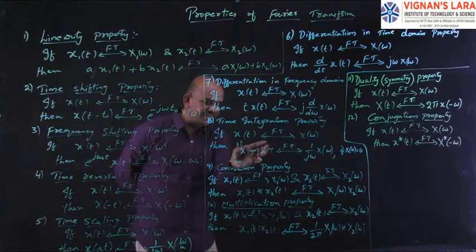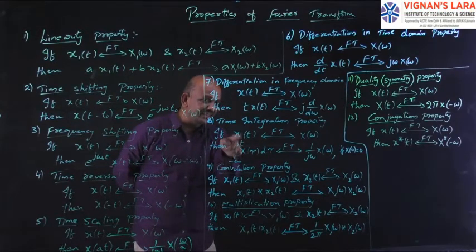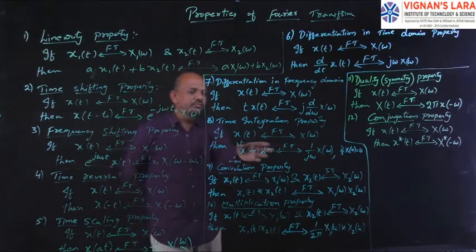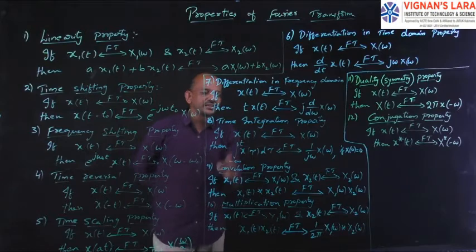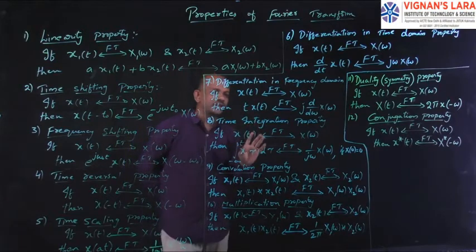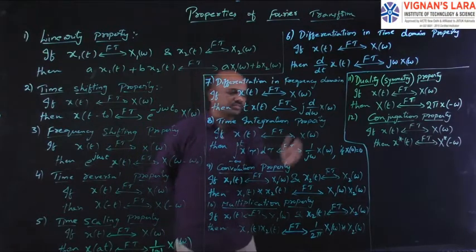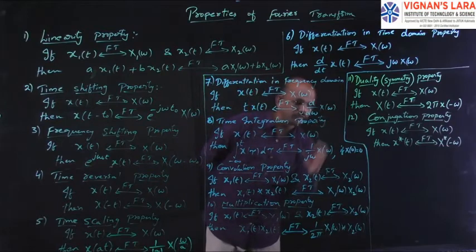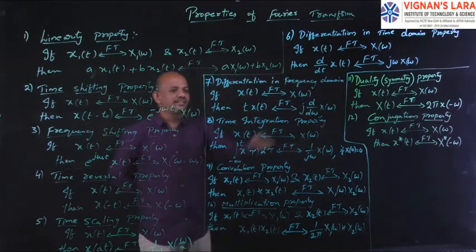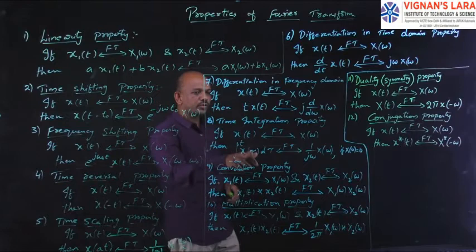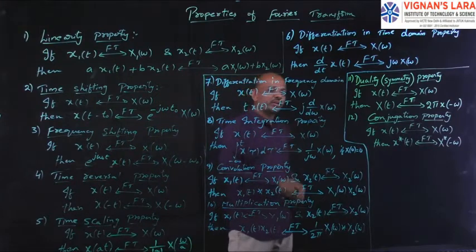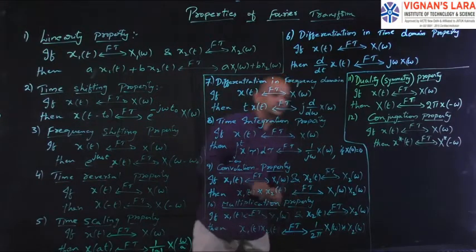After integration I have to apply the limits. Limits is in t, so the equation will come in t. If you are not able to remember this, simply write integral x of t dt, that will have a Fourier transform 1 by j omega x of omega. Or if you want to write it perfectly, write integral minus infinity to t x of tau d tau having a Fourier transform 1 by j omega x of omega if x of 0 equal to 0.